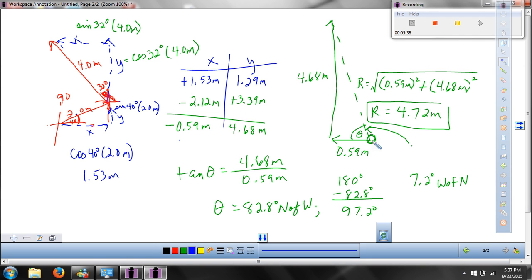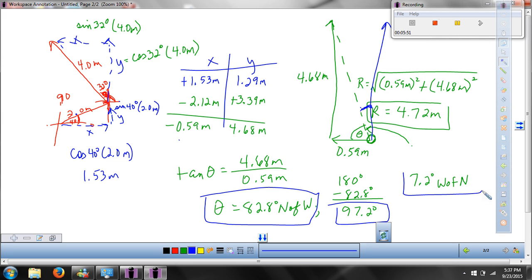We'll look at it. If this is north, this little bitty skinny angle right here is going to be the 7.2 degrees west of north. So this works. If you don't like that, this works. Pick and choose what you like. So there's the very first one.